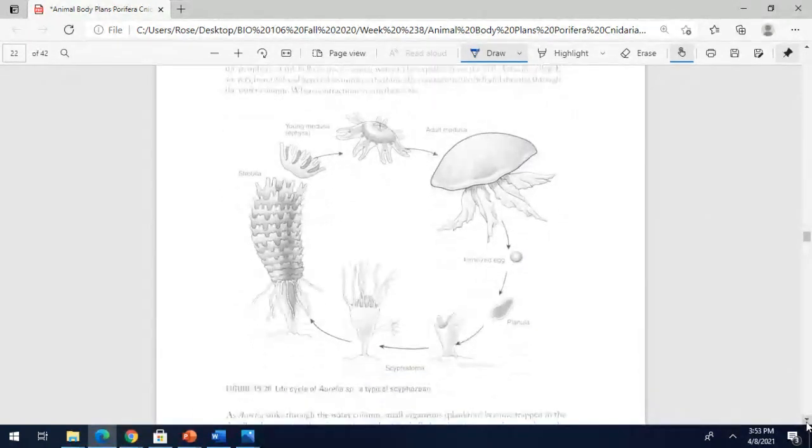So here is another schematic of the life cycle of Aurelia. This is our sample, and this is a typical scyphozoan. This is the same thing as the other slide. All right, so let's look at this here. This you need to know, very important: the medusal stage is the dominant stage, right? And the young medusa is called ephyra. You need to know that word too, ephyra.